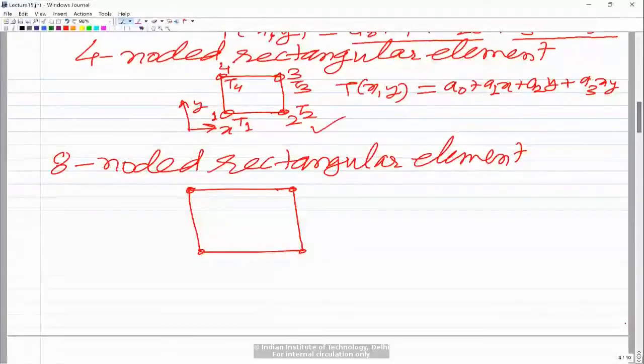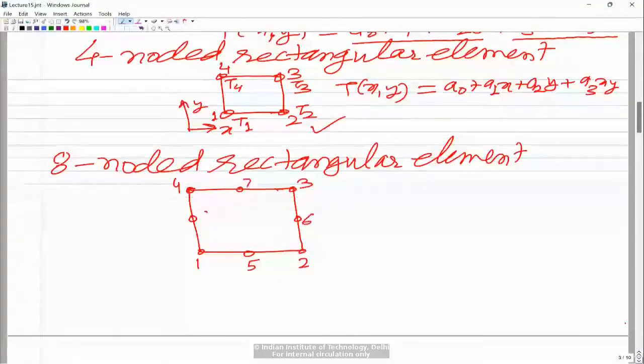But when we go for the eight noded rectangular element, again we have the corner nodes and then the mid side nodes. We first number the corner nodes: 1, 2, 3, and 4. These are local node numbers, and it is not hard and fast to number in this fashion, but the general practice is to number the corner nodes first in anti-clockwise manner and then the mid side nodes: 5, 6, 7, and 8. This is x and y, and again the degrees of freedom are temperature at each node: T1, T5, T2, and so on.